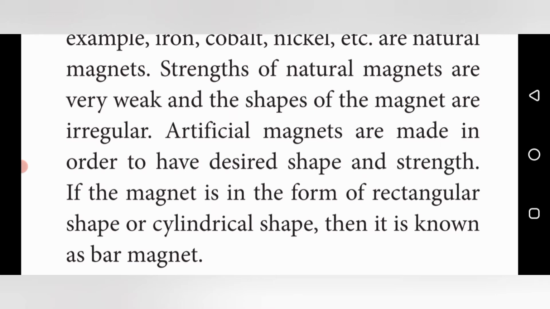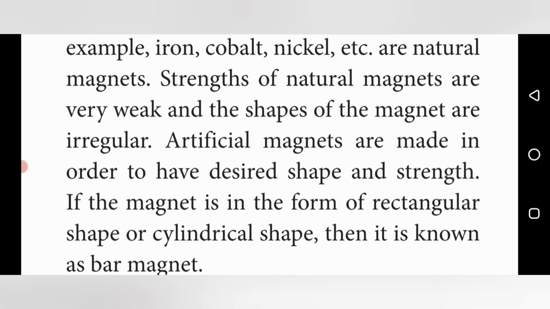Their shapes are also irregular, so those are considered natural magnets. The artificial ones we have to make, and we make them in the desired shape and also to strengthen the magnetic field, and we can give them a lot of shapes. For example, for rectangular, that is a bar magnet; for cylindrical, that is a ring magnet; and also a horseshoe magnet. These are all the shapes of artificial magnets, which are very strong because of the force of attraction. That is called the artificial magnet, which we make.